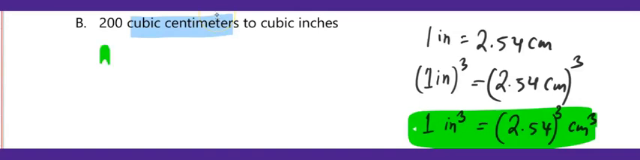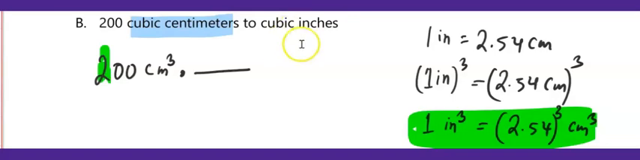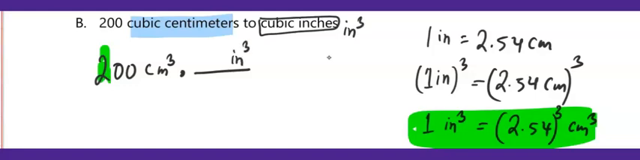So let me start with 200 cubic centimeter, which is the same as cm cube, times the unit conversion factor from this equation. But notice that I want the answer in cubic inches, which is the same as inches to the power cube. So I've got to put inches to the power cube on top and centimeter cube on the bottom, right? So if I do that, this centimeter cube cancels. So my answer has to be in cubic inches.